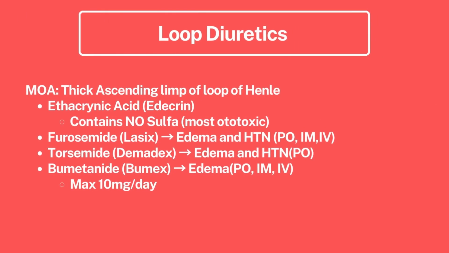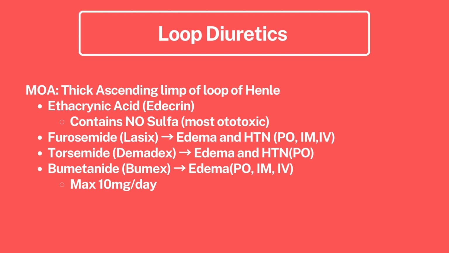Next, hold on to your hats because we're about to ride the loop diuretics roller coaster. These diuretics are like the rock stars of fluid management, setting up camp in the thick ascending limb of the loop of Henle. First up, we've got the rebel ethacrynic acid, which has no sulfa in it, the only loop diuretic with no sulfa. Next, we have furosemide, Lasix. And lastly, but not least, bumetanide, Bumex, which has a maximum dose of 10 milligrams per day.